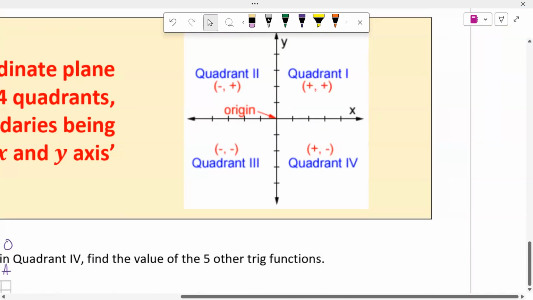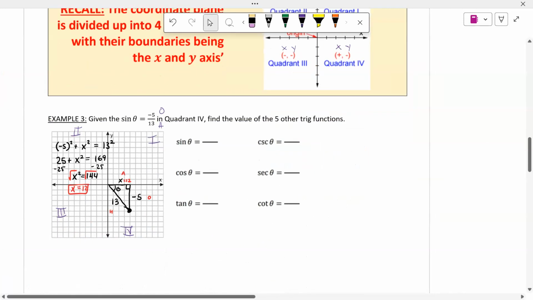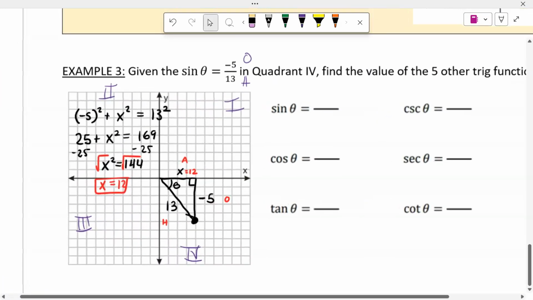Just a quick reminder. Remember, they call quadrant 1 the real world where everything's positive, right? And then we have, of course, x is negative, y is positive in the second quadrant. Both x and y are negative in the third quadrant. And then we have x is positive since you're moving to the right, y is negative since you're moving down, in quadrant 4. Just a quick reference for you. So let's use that and the information they gave us to answer this question.